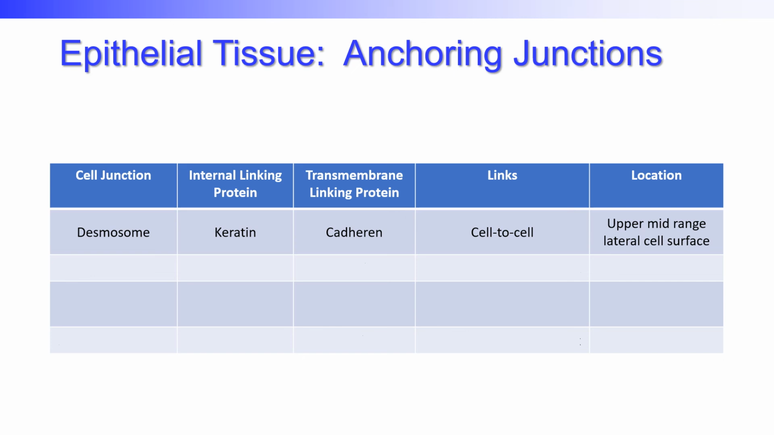The next anchoring junction that we talked about was the hemidesmosome. We said it also had keratin for its internal linking protein, but its transmembrane linking protein was going to be integrins, and that this particular junction was going to link the cell to extracellular matrix, such as a basement membrane. And as a result of this, its location would typically be on the basal surface of our epithelial cell.